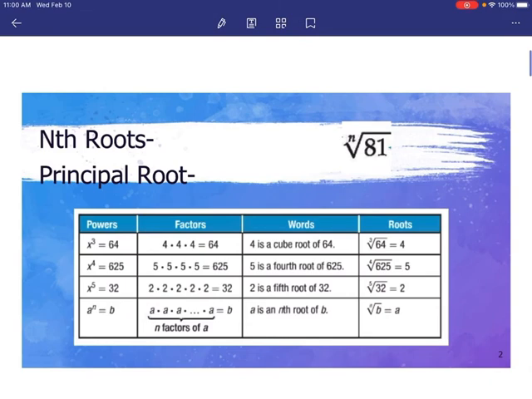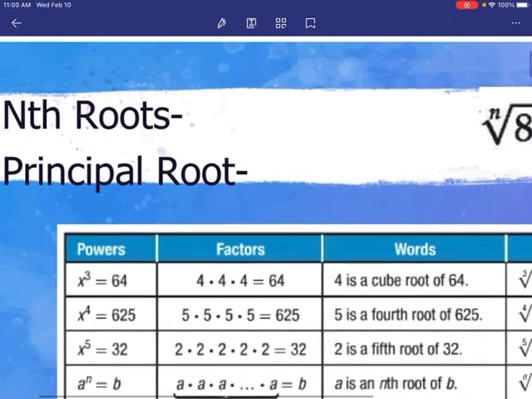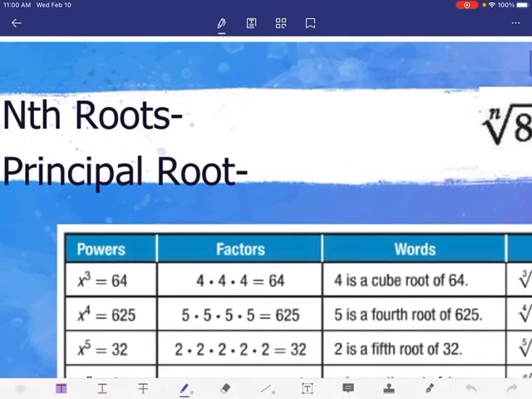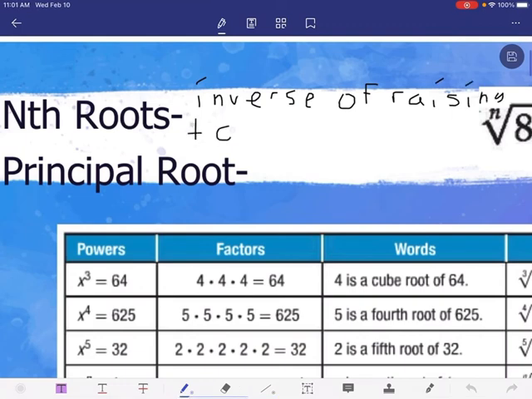So for an nth root, in general, this is the inverse of raising to the power of n.